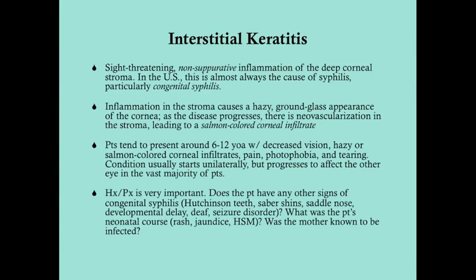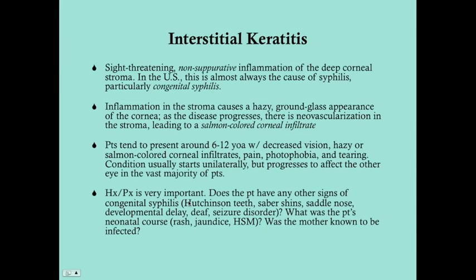that named it. So the typical presentation of this is a child, 6 to 12 years of age, with decreased vision, and then this hazy or salmon-colored corneal infiltrate. They'll also have pain and photophobia and tearing, like in any keratitis. Typically, the condition starts unilaterally, so it only presents in one eye, but ultimately, maybe a couple years down the road or a couple decades down the road, they will get infection of the other eye unless it's treated.